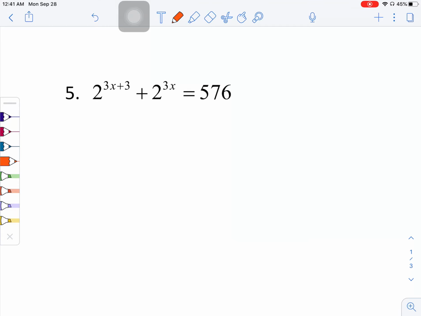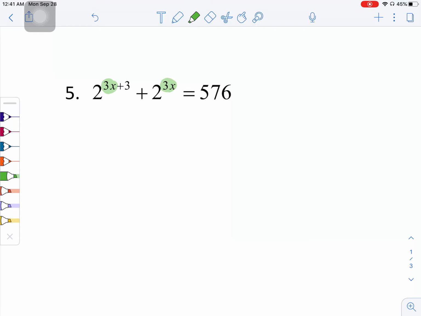So problem number 5, we need to be careful. This one is not repeated addition because this is not identical to this. There are some parts that they have in common, though. So I recognize that this 3 to the x is the same as that 3 to the x.